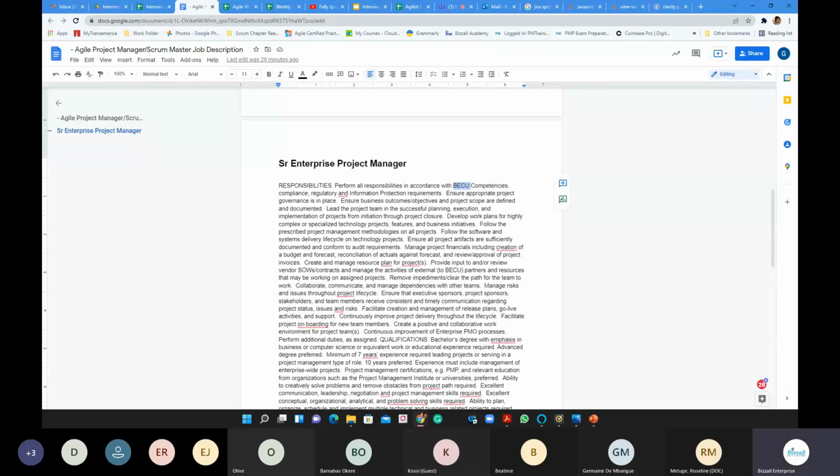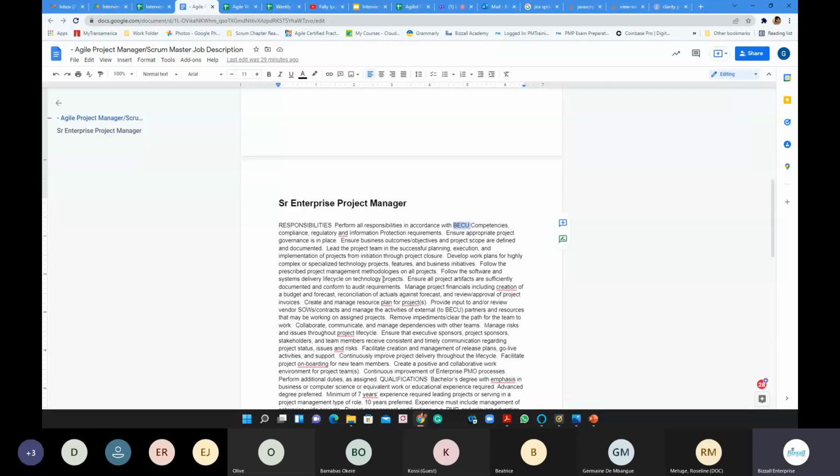Okay, so this, I don't like the way it is, but let's try it. You just copy it somehow. I want to cut down something here. Responsibility for this: perform all responsibilities in accordance with the company's competency, compliance, regulatory, and information protection requirements.